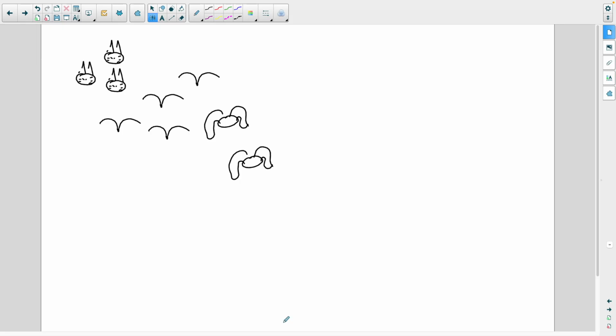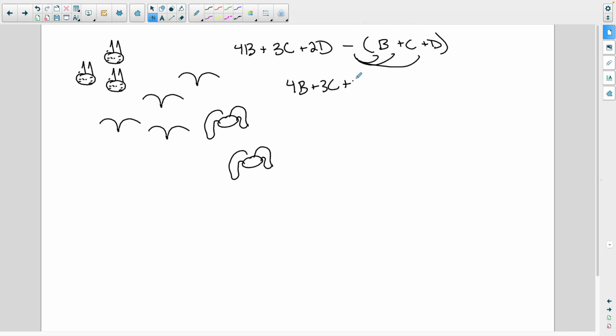Now, what happens if we want to say we have 3 cats, so let's write in order. 4 birds plus 3 cats plus 2 dogs. And we want to take away, we're going to say we want to subtract 1 of each. We're subtracting B. Now, when you have this, you typically would distribute, and it would give you 4B plus 3C plus 2D minus B minus C minus D.